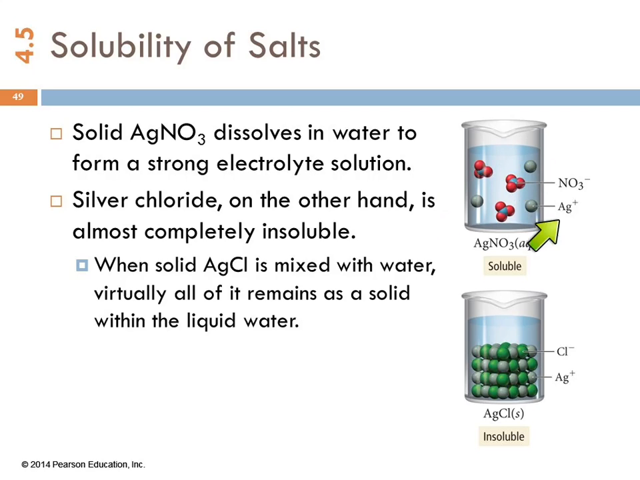So sodium, no, that's not sodium, silver nitrate. Silver nitrate is very soluble in water. It dissolves, the ions separate. This solution will conduct electricity. It's a strong electrolyte. Silver chloride, not so much. When you mix the silver chloride in water, it just sits like a lump in the bottom. I mean, it might as well be sand, right? Or glass marbles or something. It just does not dissolve. It just sits there.